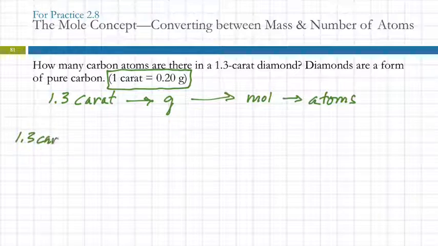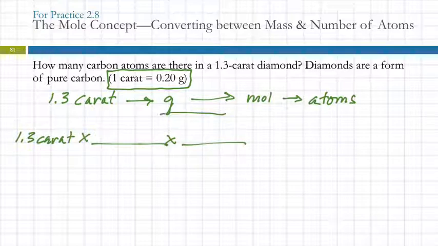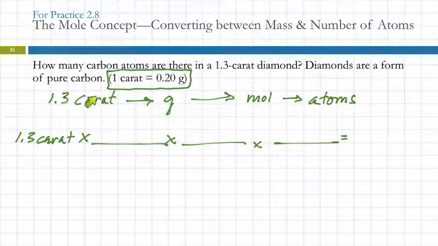1.3 carats times in a line, times in a line, times in a line. It's very helpful to have this path written out because now this tells us what to do. These are the units that go in the numerators on tops of the fractions. Here I've got carat, the next one is gram. Okay. The next one is mole. And the last one is atoms.